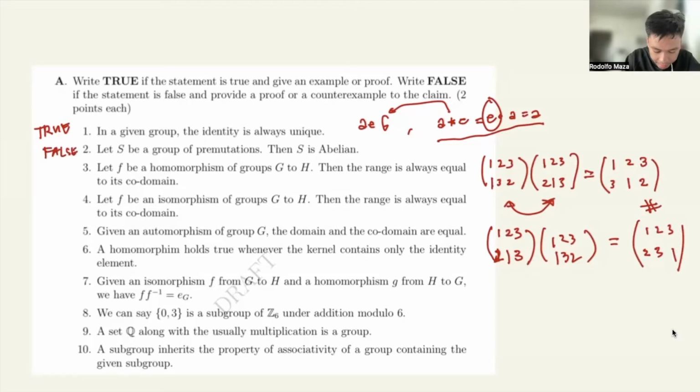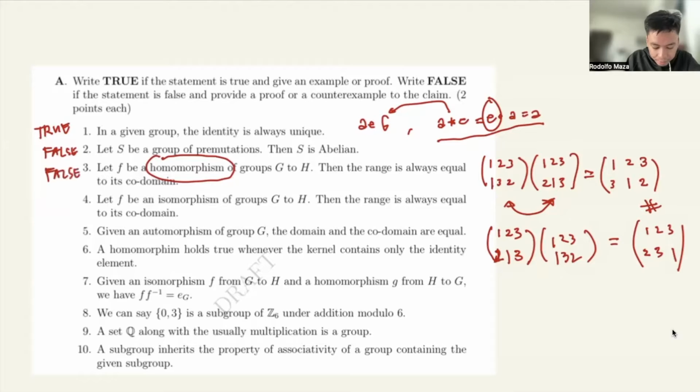How about number 3? Let f be a homomorphism of groups from G to H, then the range is always equal to its codomain. No, we're only talking about it as a homomorphism. We're not calling it an epimorphism. An epimorphism means it is a homomorphism and it is onto at the same time. When it is onto, the range and codomain are equal. But here, it's only a homomorphism. So therefore, this is false.